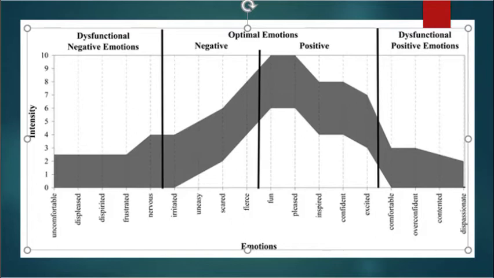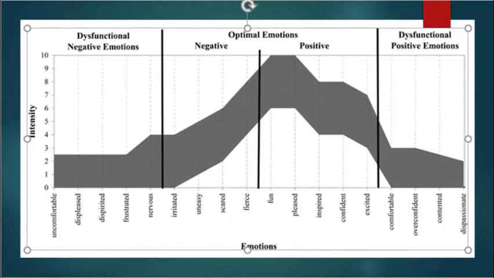What's most important to understand is that the best performance occurs when you have an optimal level of state anxiety and other emotions, whether they are traditionally looked at as negative or positive. So again, remember there are 3 categories of emotions that we look at in the IZOF: dysfunctional negative emotions, dysfunctional positive emotions, and then the optimal emotions that can be both negative or positive from a traditional sense.